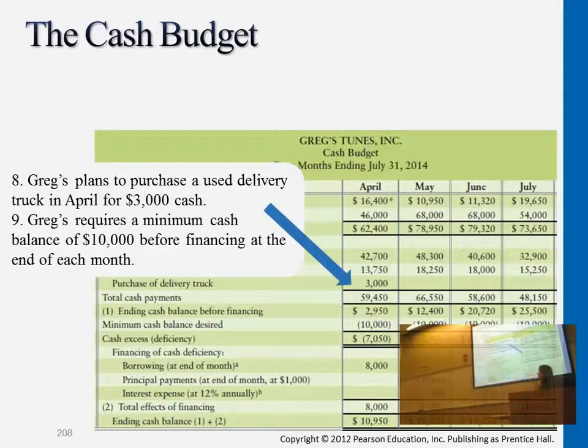Now it tells you additional information here, number 9, that the company wants to have every single month at least a cash balance on hand of $10,000. So usually companies will set a threshold for cash balance, just in case anything happens, if a machine breaks down, if they have special orders. Different companies have a different threshold, but this particular example tells you that we need to have at least $10,000 cash on hand.